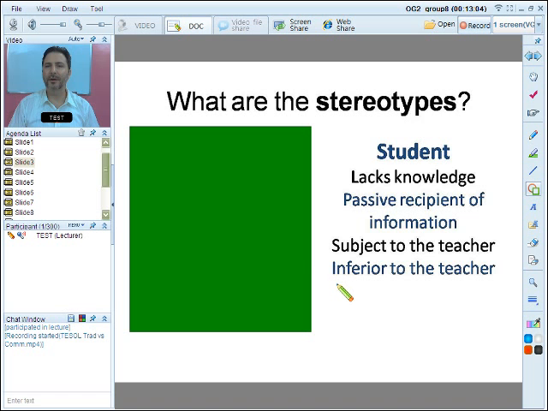Another possible stereotype is the student could even be inferior to the teacher. What do I mean by that? Well, it means that the teacher has more knowledge, more ability or skill, whereas the student, of course, lacks these things and is not quite up to speed as the teacher. It sounds kind of negative. All of these actually sound negative. I agree. But when we talk about stereotypes, they normally are negative in nature.